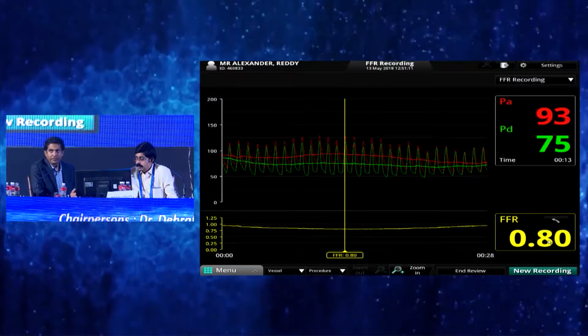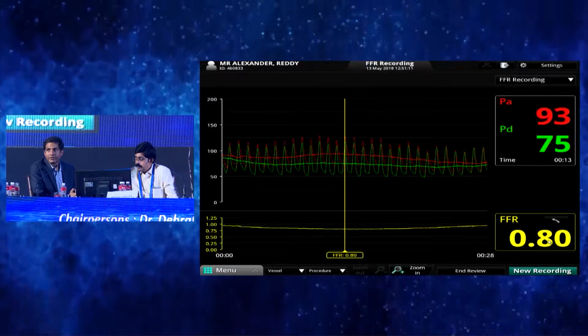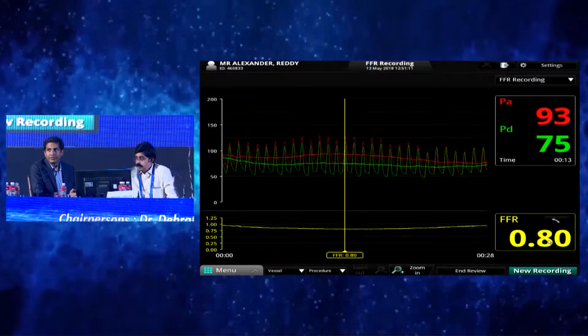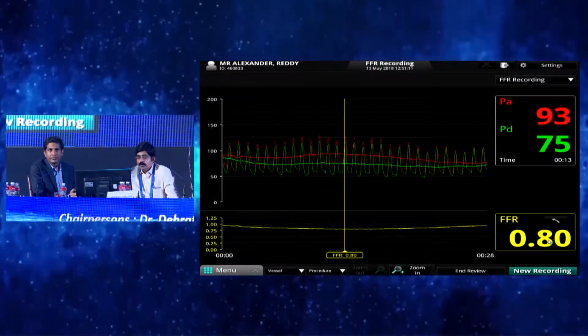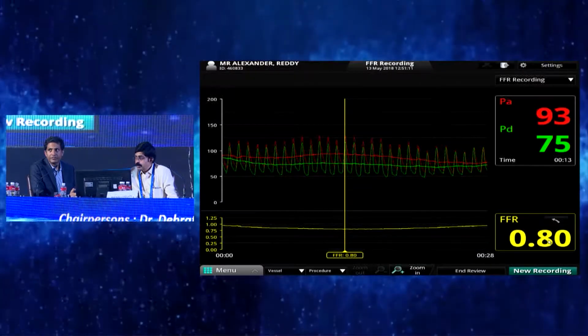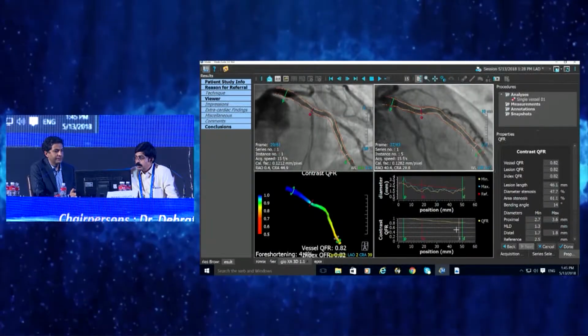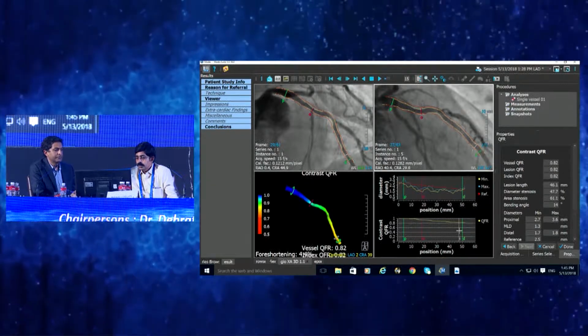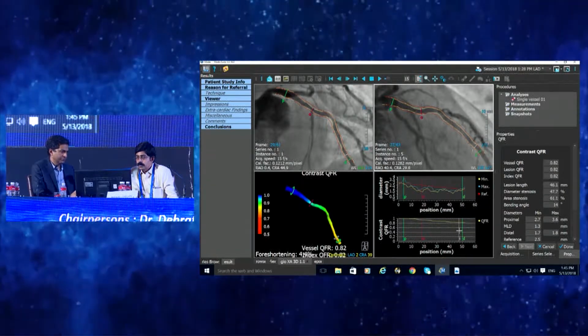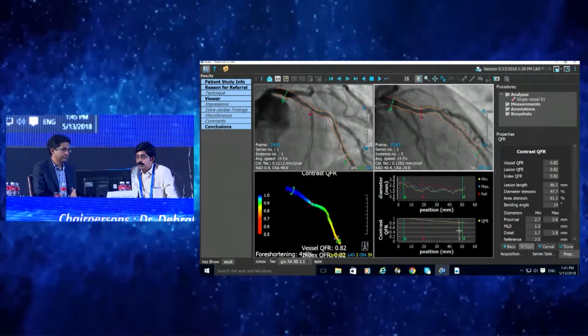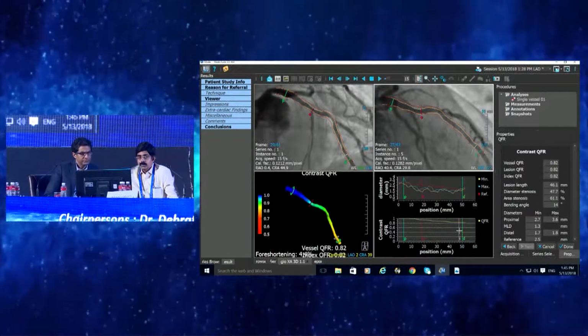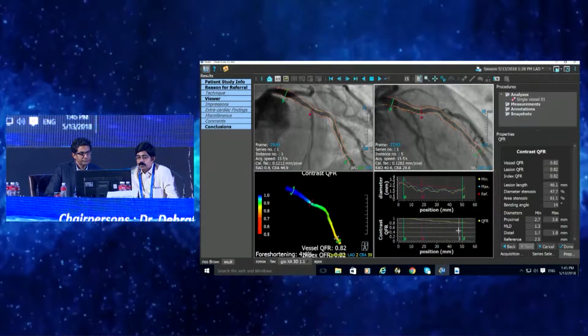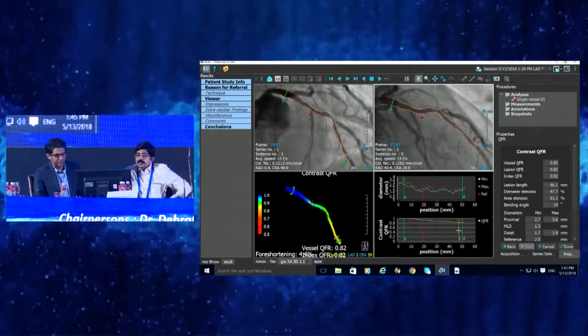We did QFR. The advantage of QFR, as I was telling in the morning lecture also, is that even from the diagnostic angio pictures we can calculate QFR. In the diagnostic angio, the QFR came like 0.78 or something before. Again today we took pictures with contrast, and are you able to see the screen now? The QFR value came 0.82 here.